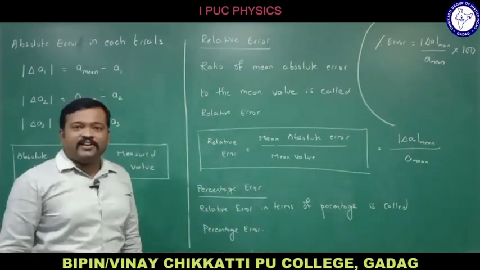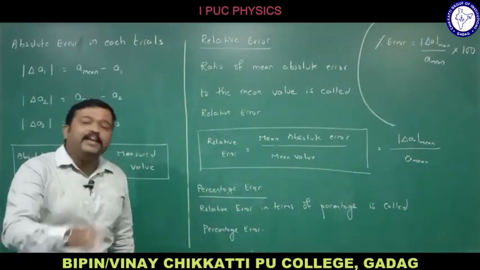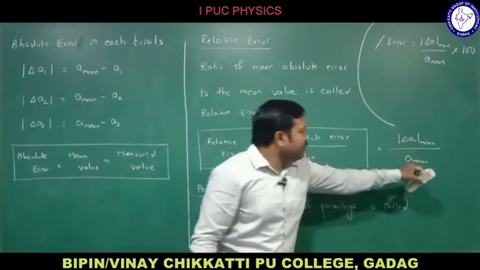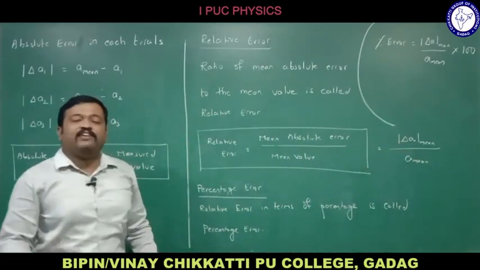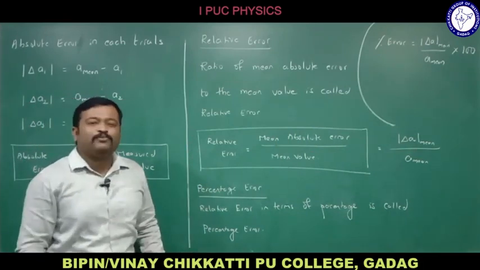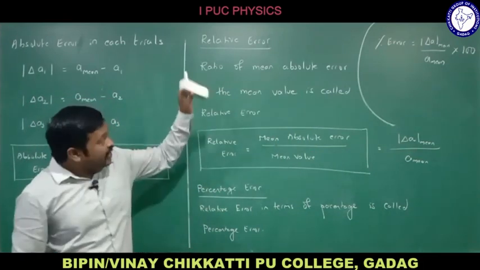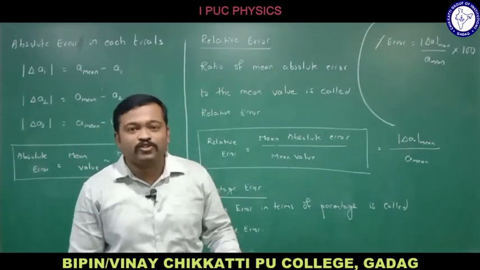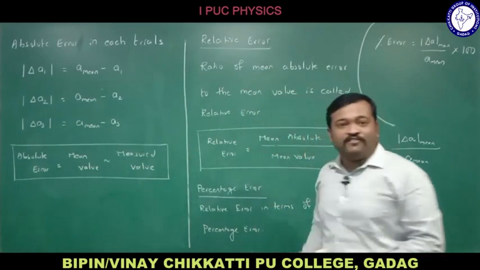So what is relative error? It is the ratio of mean absolute error divided by mean value. So we get relative error. Whenever we get relative error, you need to multiply it by 100 to get the percentage error. So what is percentage error? It is simple. It is relative error expressed in terms of percentage. So this was all about expression of errors.